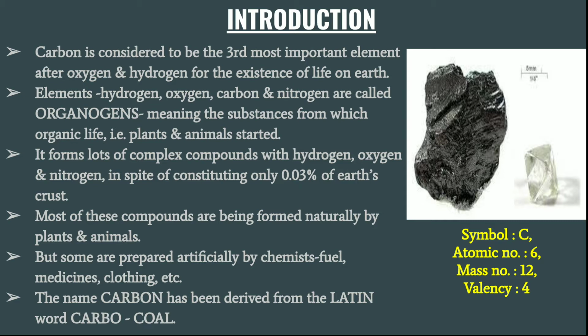Mind the spelling. Carbon forms lots of complex compounds with hydrogen, oxygen and nitrogen, in spite of constituting only 0.03% of the Earth's crust. Most of these compounds are formed naturally by plants and animals, but some are prepared artificially by chemists, like fuel. By making fuel, medicines, clothing, etc., chemists and other people prepare complex carbon compounds artificially. Otherwise they are prepared naturally by plants and animals.